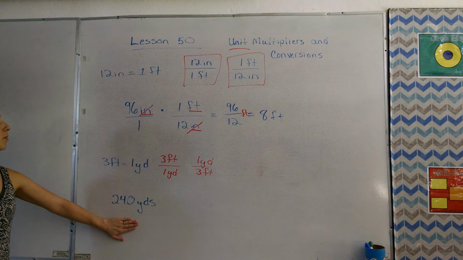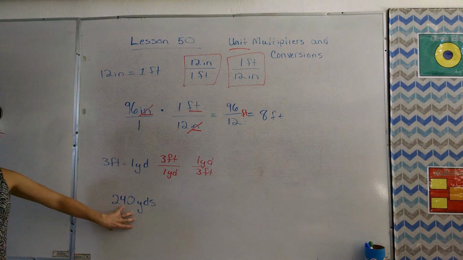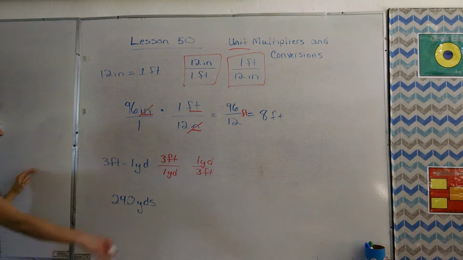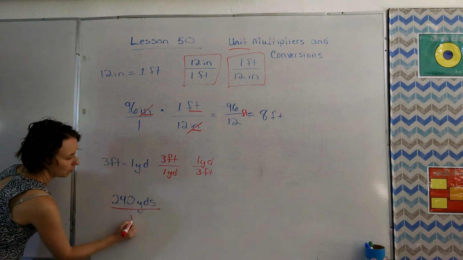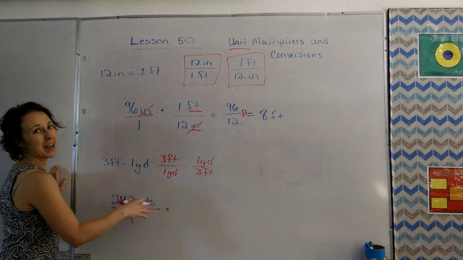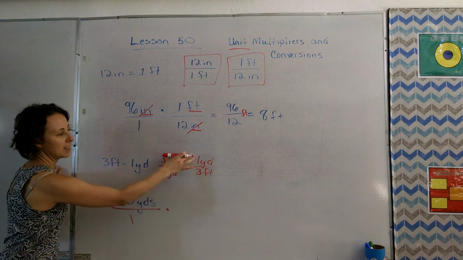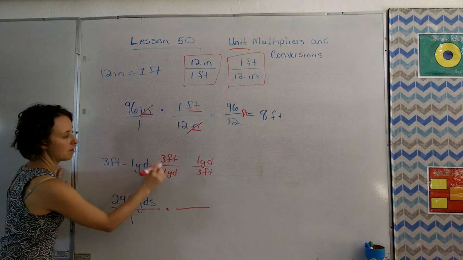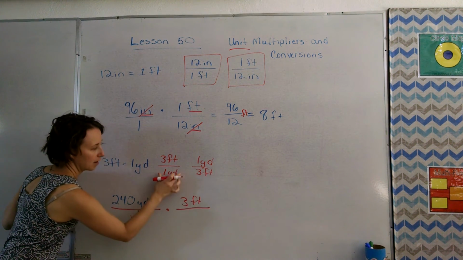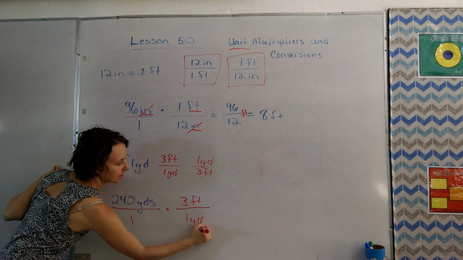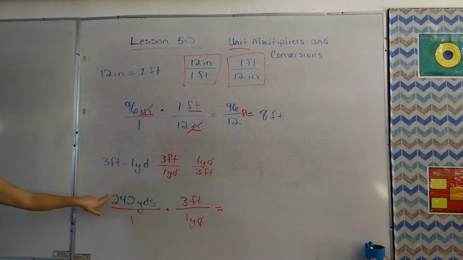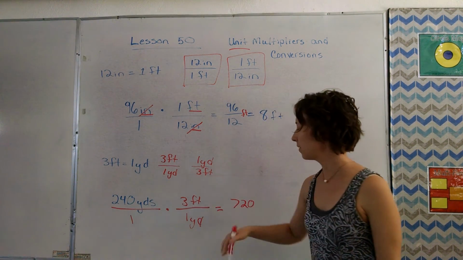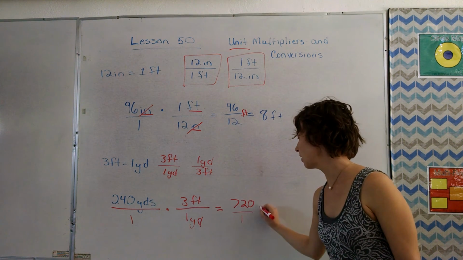Now let's do the same steps we did before. Let's make it look like a fraction, then multiply it by our unit converter so that we end up with the final units we want. I have yards, number 1. But I don't want yards, I want to end up with feet. So let's choose the one that has feet on top. So we're going from yards to feet. This one has feet on top. 3 feet, 1 yard. 240 yards times 3 gives me 720. 1 times 1 gives me 1.